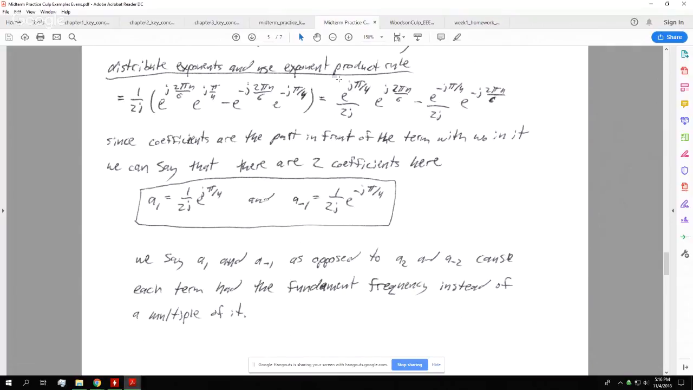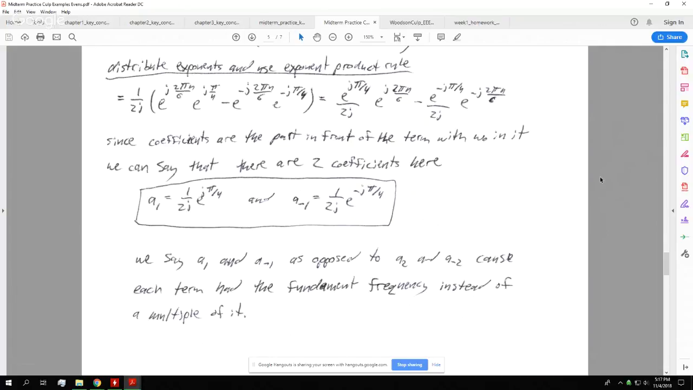Well, they happen to be the magnitude in front of our two terms. So these are the two magnitudes, and these are the two terms that we get here. So our final result becomes a1 equals 1 over 2j, e to the j pi over 4, and a minus 1 equals 1 over 2j, e to the negative j pi over 4.